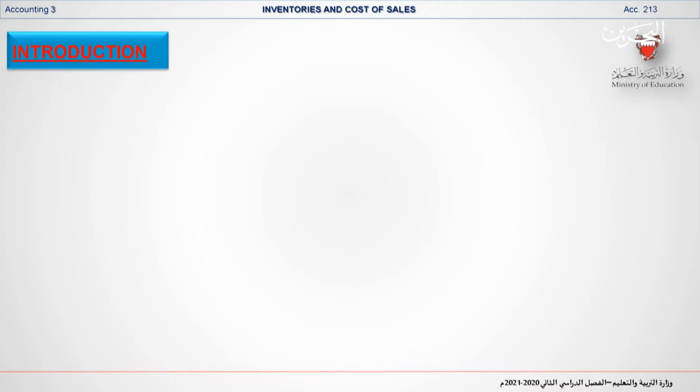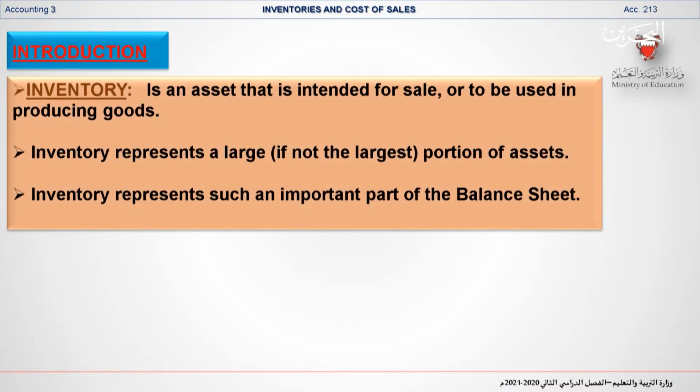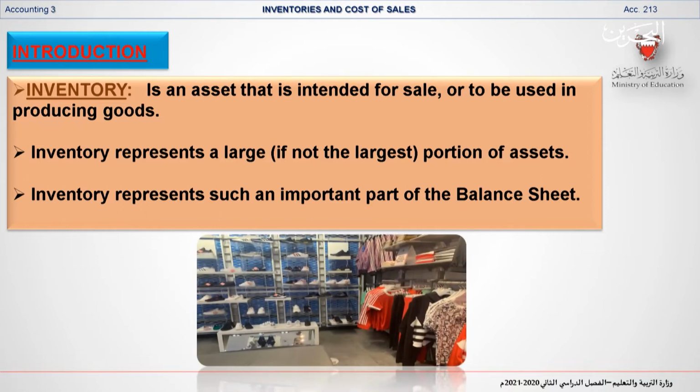To start the lesson, you need to know what the word inventory means. Inventory is an asset that is intended for sale or to be used in producing goods. For many companies, inventory represents a large, if not the largest, portion of assets in the balance sheet.